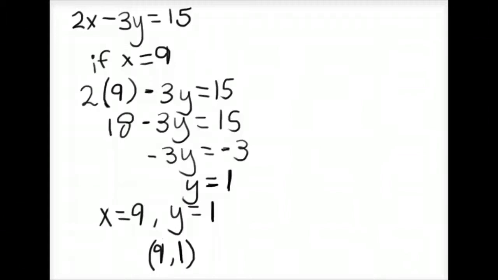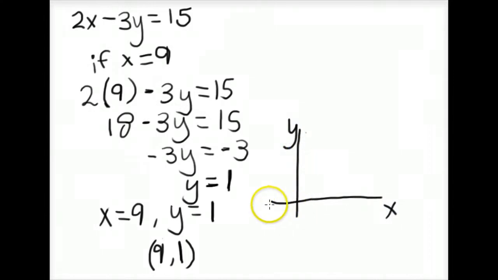So to graph this particular equation, we would have a graph which would have an x and y axes. You should always label your axes. And then to plot this ordered pair, it states that it is positive 9 in the horizontal direction and positive 1 in the vertical direction. So it's going to be somewhere around here. So that would be how you would plot this point in the two-dimensional plane.